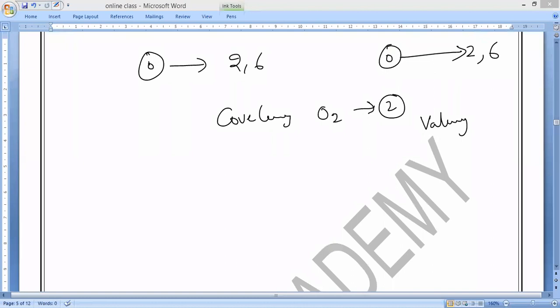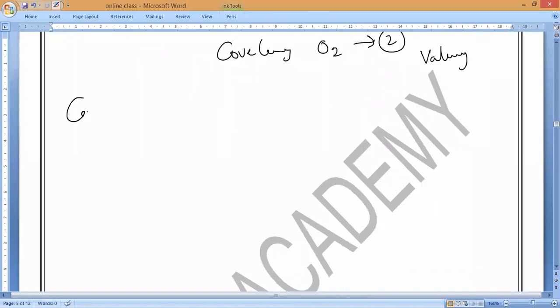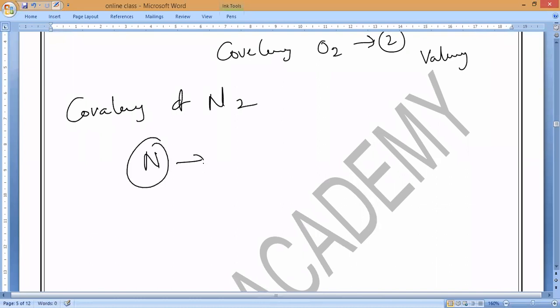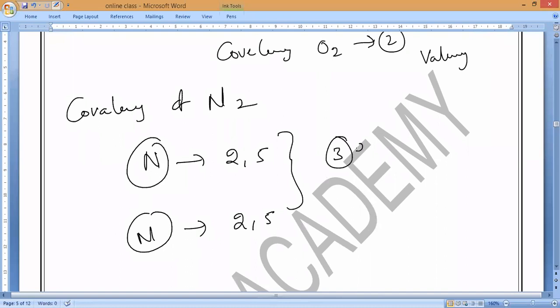Yes. Next, covalency of nitrogen. If we take covalency of nitrogen, what? Covalency of nitrogen, N2. So a nitrogen atom is 2, 5. Another nitrogen atom, 2, 5. So how many electrons will they share to become stable in nature? 3 electrons. Understand? So its covalency is how much? Its covalency is 3, we can say.